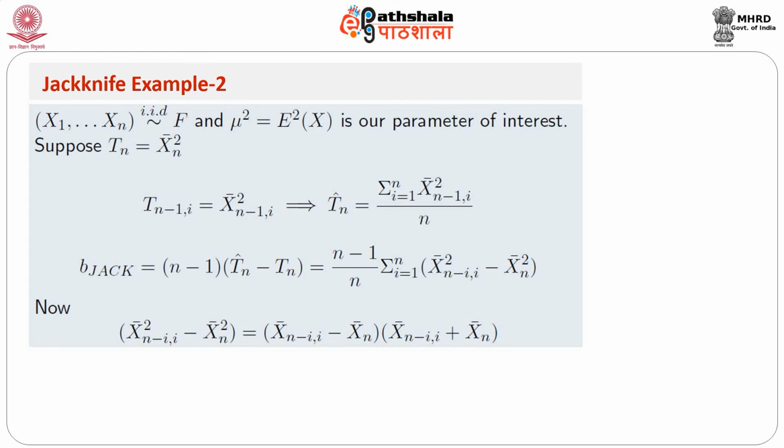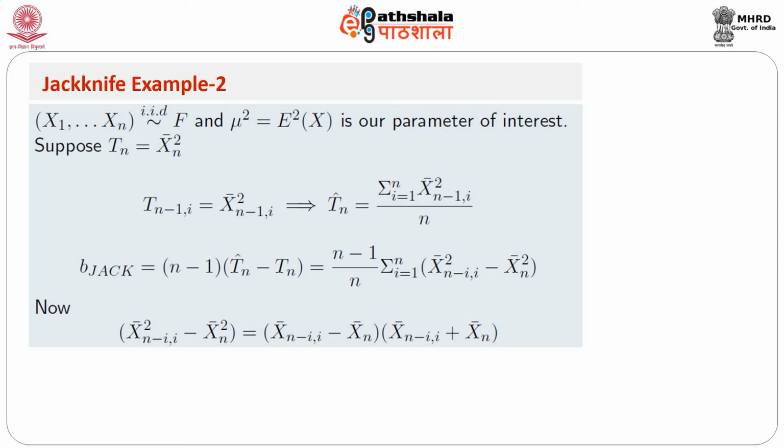So, let us take another example. Here x1 to xn follows IID F, and we are interested in the parameter population mean square. So, the parameter here is the population mean square, that is E x square, and the estimator Tn is x n bar square. So, Tn minus 1,i is x bar n minus 1,i square. So, Tn hat here reduces to 1 by n summation i equal to 1 to n of x bar n minus 1,i square, and B jack is (n minus 1)(Tn hat minus Tn).